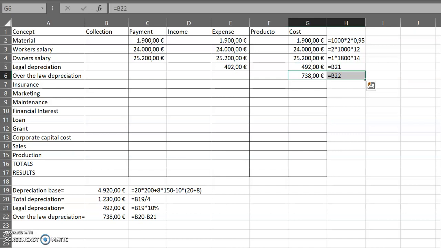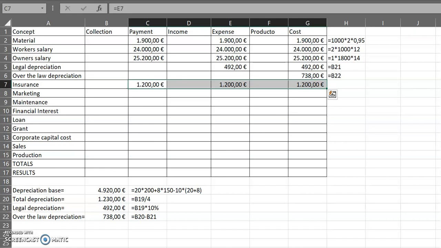Now we have more information about other expenses. It says there's a responsibility insurance of 1,200 for the full year. So this is related to the production. That's why it's a cost. It belongs to the production department, so it's an expense and it's a payment. You always have to pay insurances in advance.